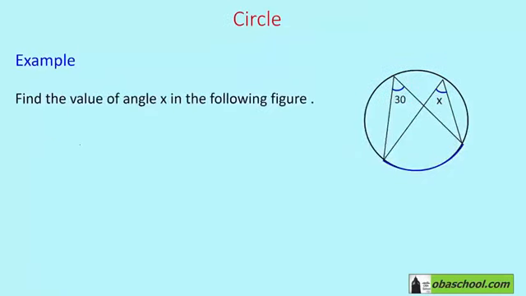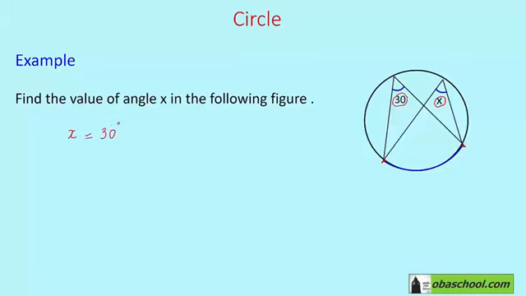Now I'm going to solve an example to make this easier. We have these two angles, one equal to x and the other one equal to 30 degrees, and both are facing the same exact segment of the circle, which means that angle x is actually equal to 30. And why is that? This follows the theorem that we have just discussed.